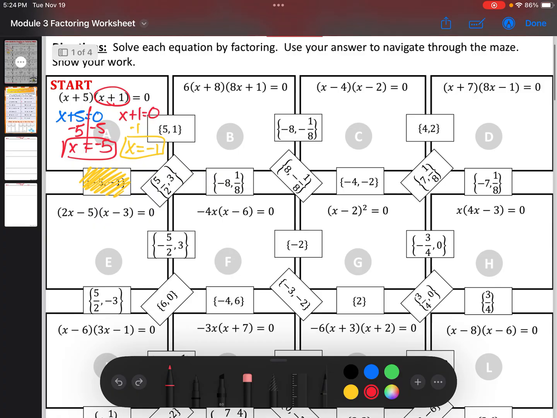So same kind of thing here. For this one, you'll do 2x minus 5 equals 0 and x minus 3 equals 0. So hopefully you get the idea there. These are already factored for you, which makes your life really super easy to figure out the answers. So complete the maze. You should be able to, because they're so simple, write your work on here. So you should be good to go.